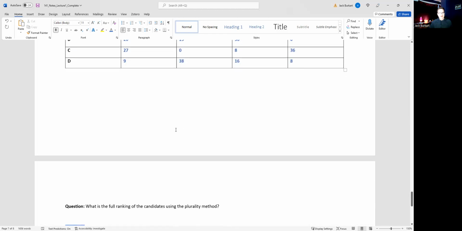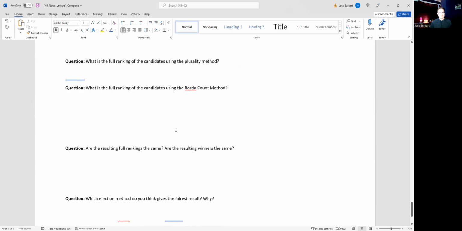All right, so let's scroll down and answer some other questions about this election. What I would like you to do is think about what's the full ranking of the candidates using the plurality method and what's the full ranking of the candidates using the Borda count method. And then I want you to see if you can compare the results. Are the results the same or are the resulting winners different? And then of course, just continue with the theme. Think about the fairness. Think about what's the difference between the plurality method and the Borda count method? So you can just pause the video here. You might have to scroll up just to get all the data, but you want to find the full ranking using plurality, full ranking using Borda count, and then compare those results right there. So I want you to pause and work on that, and then I will start again soon.